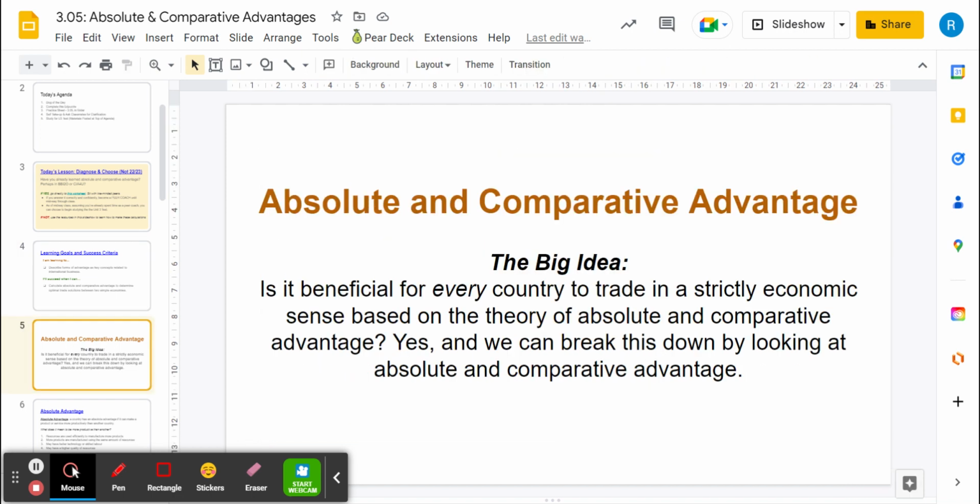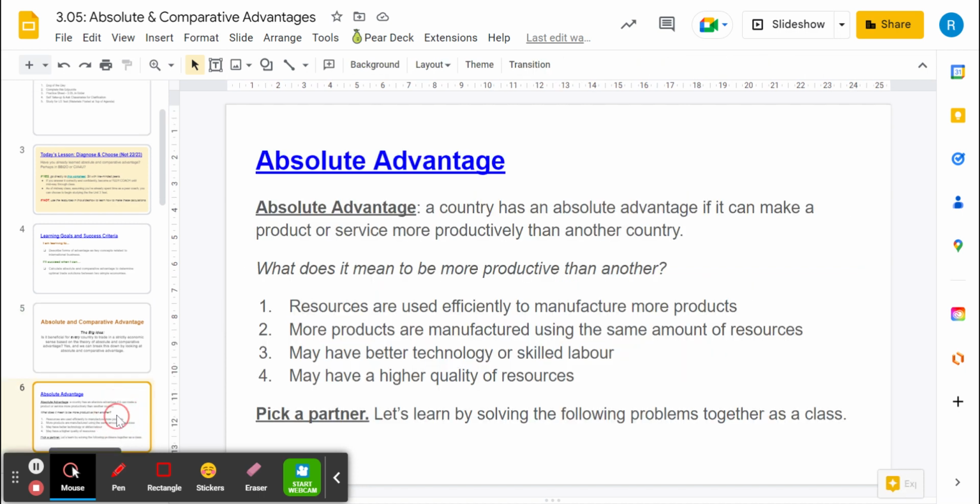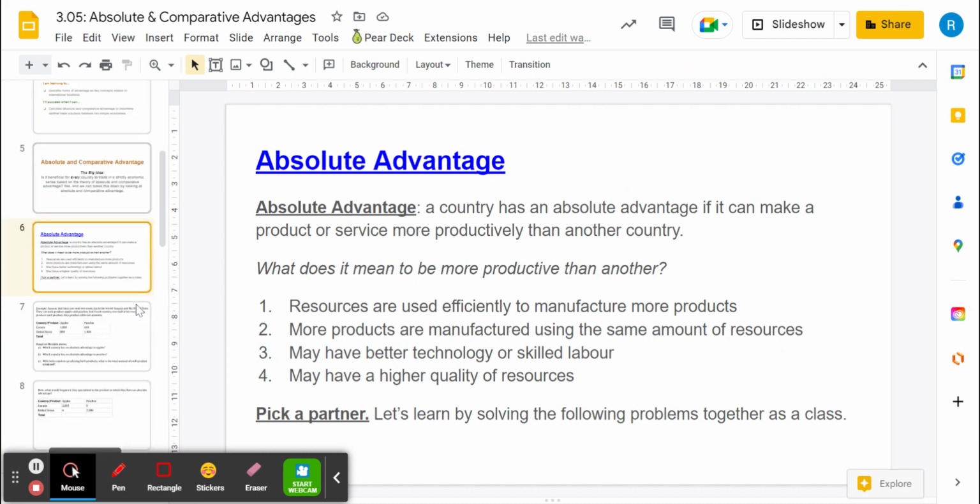Okay, so today's lesson, absolute and comparative advantage. The big idea, consider this question. Is it beneficial for every country to trade in a strictly economic sense based on this theory? Based on this theory, yes. So we're going to break down why absolute and comparative advantage demonstrate the importance of opportunity cost, specialization, and trade. So I think this will make more sense as we go forward.